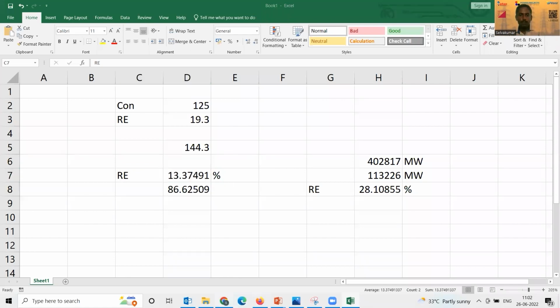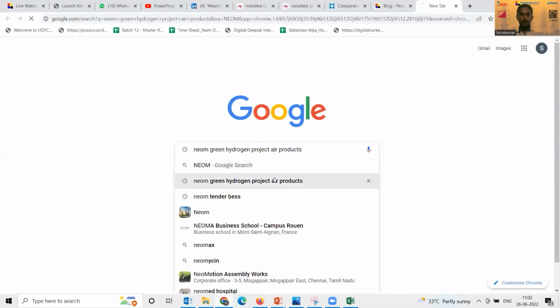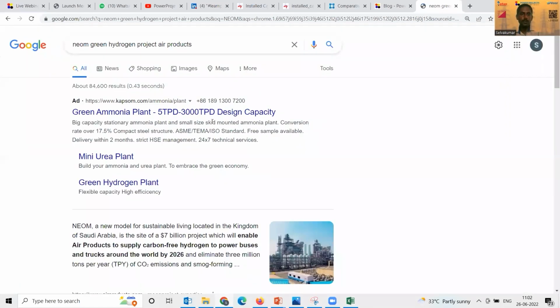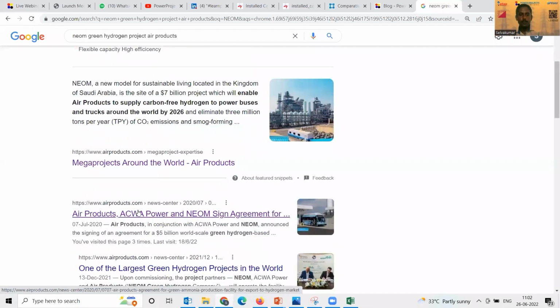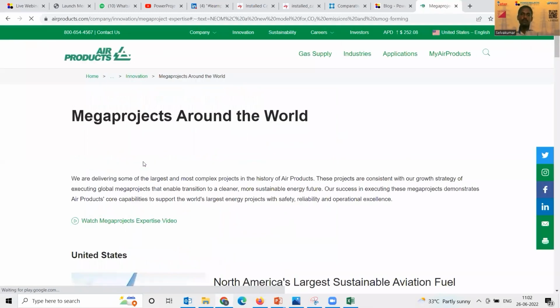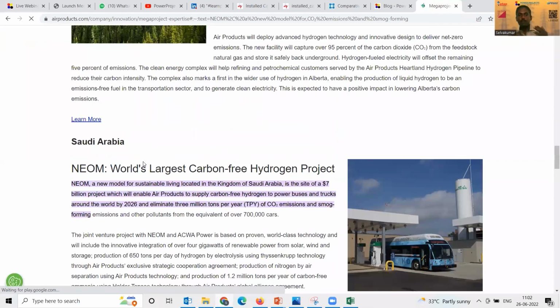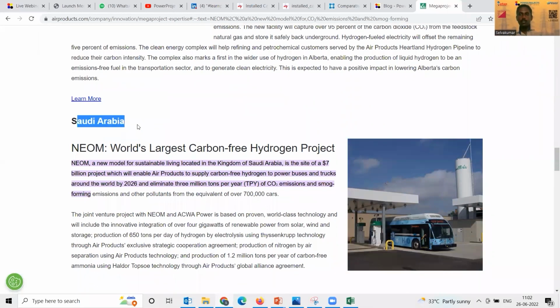So let's look at some interesting information on one of the projects, the NEOM green hydrogen project. I'm not really sure how many of you have heard about this project, right? This is from Air Products. This is the largest green hydrogen project, which is expected to be commissioned by 2026, which has about 1650 megawatt wind. The project is at the initial stage. It's in Saudi. 1650 megawatt wind, and it has about 2400 megawatt solar and 400 megawatt storage.